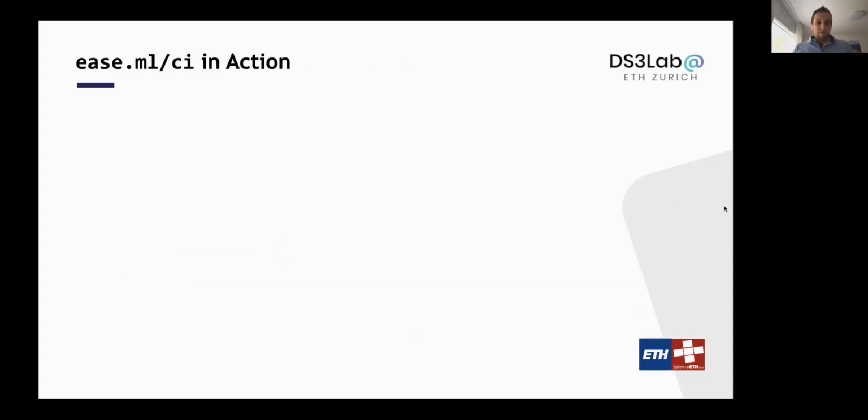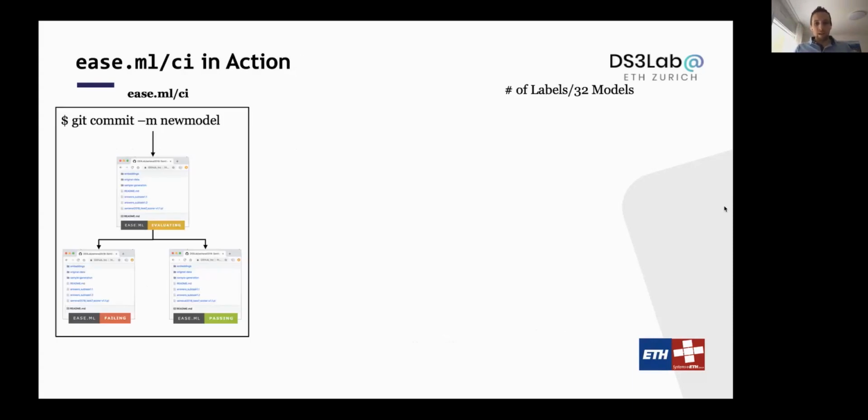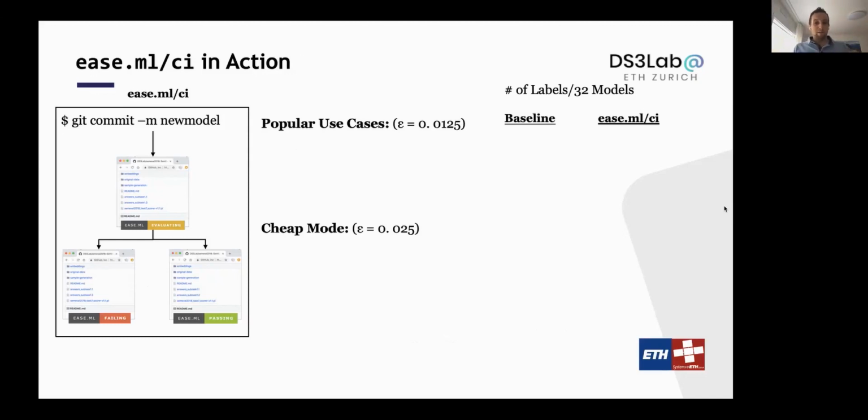All right, let me conclude this part of the talk by giving you some rough numbers to see what the savings in terms of samples are that we can achieve using Ease.ML CI. We again look at the case where we want to support 32 commits, and we differentiate between 2 use cases. One is the popular use case where epsilon is relatively small, around 0.01, and one is a cheat mode where we just double the size of the confidence interval. We compare the baseline approach, which is resampling, against applying all the optimizations we can in Ease.ML CI.